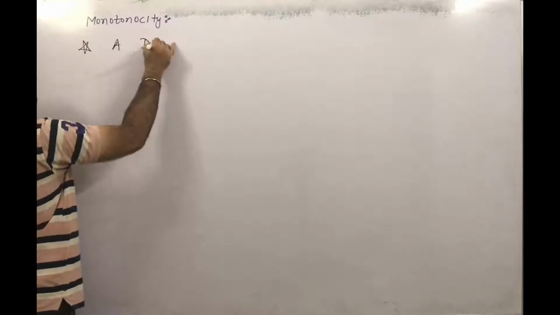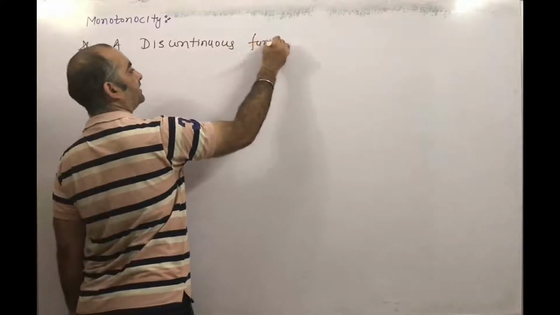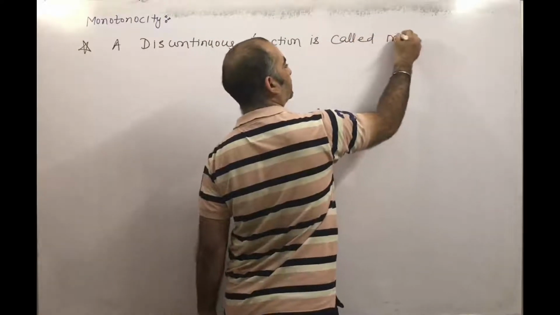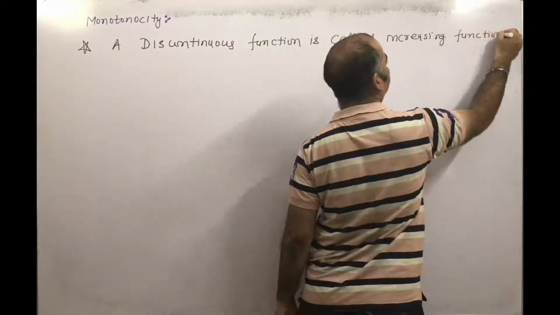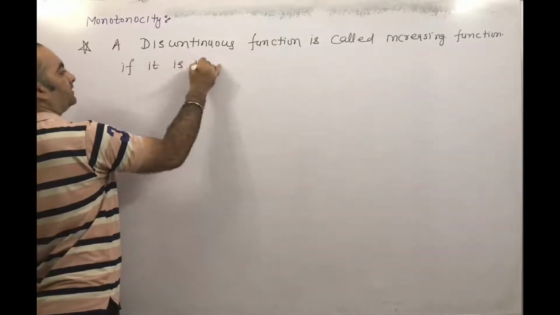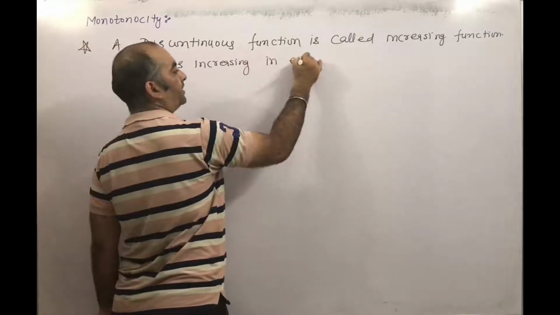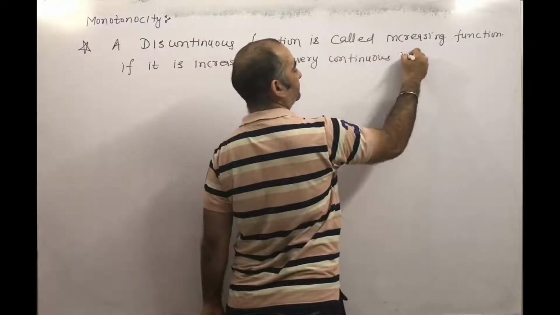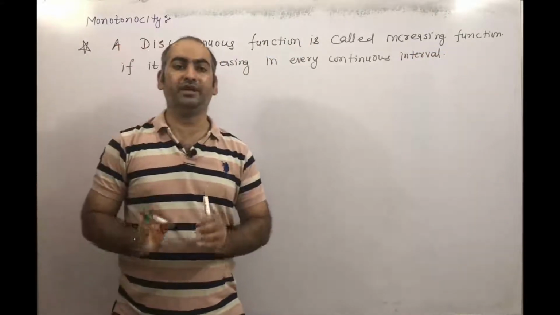A discontinuous function is called increasing function if it is increasing in every continuous interval. Okay, so we should not compare the values of one interval to other interval.